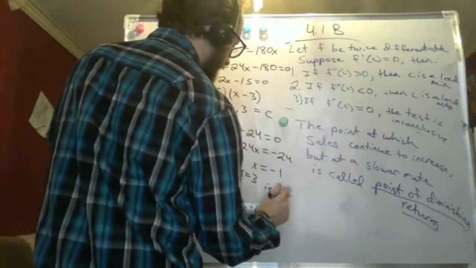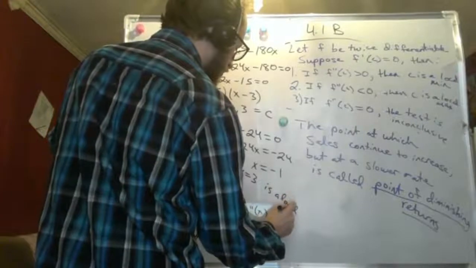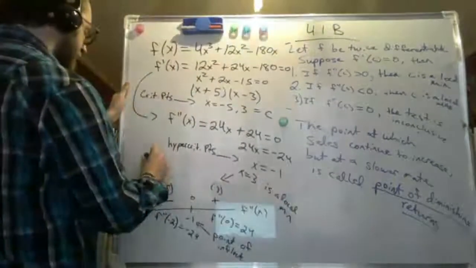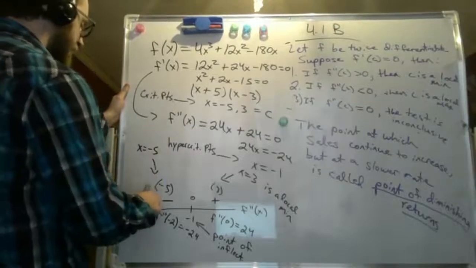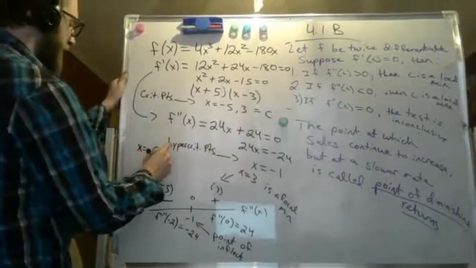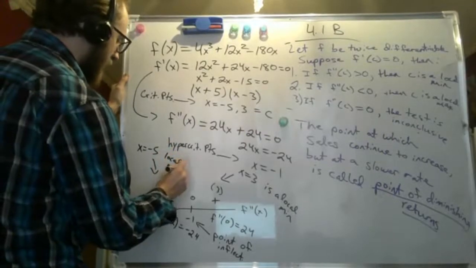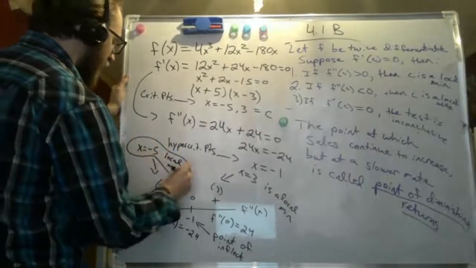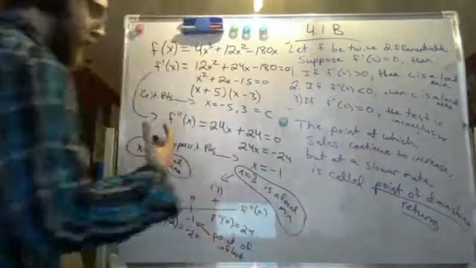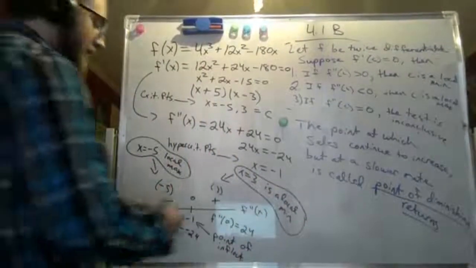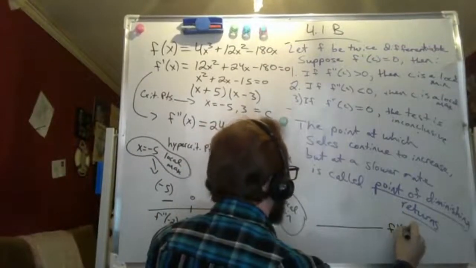And by the same test, that tells me at x equals negative 5, it's concave down, so it's a local max. And I got that just from the second derivative test. And just to double check to make sure it makes sense, you can double check using the first derivative.